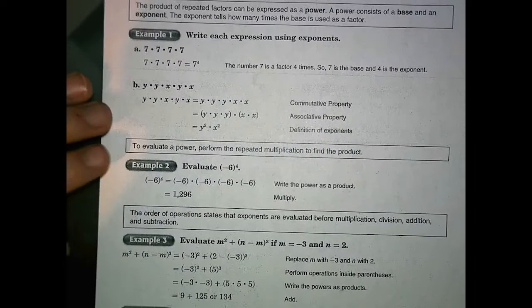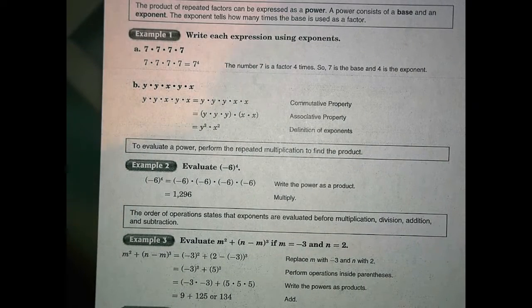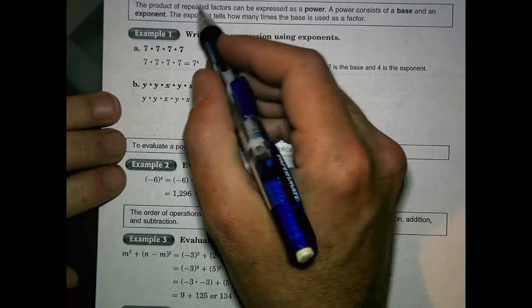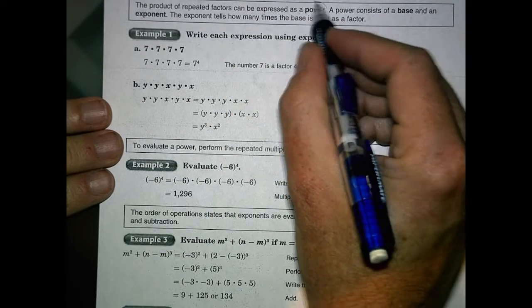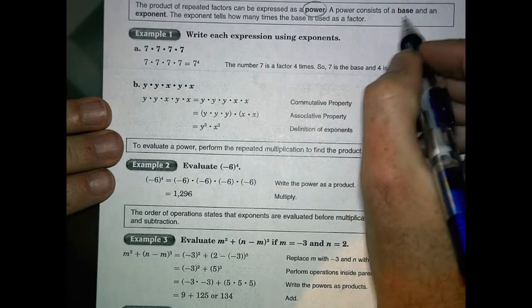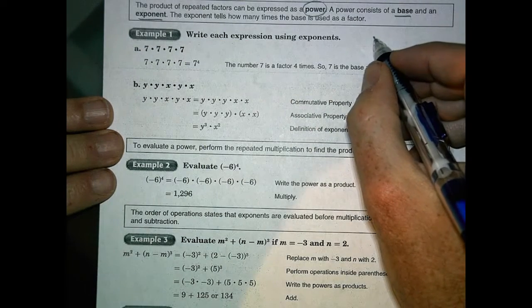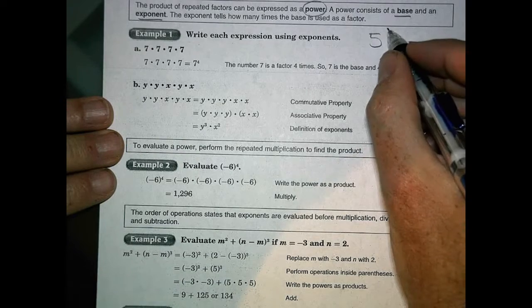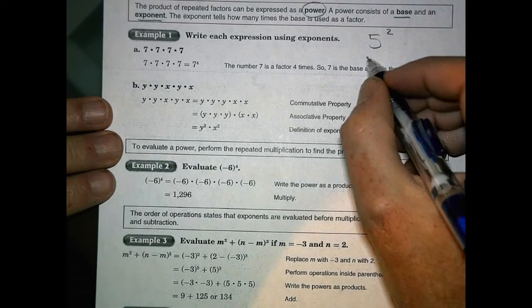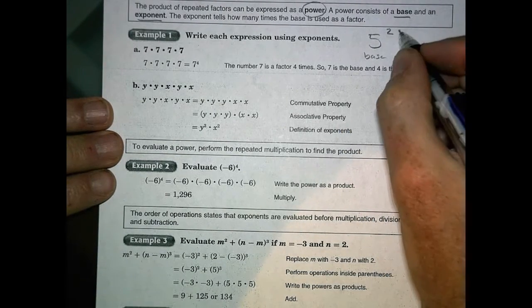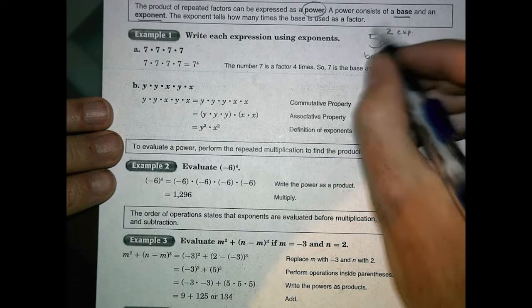Hi there, today's lesson is on working with powers and exponents, okay? So the product of repeated factors can be expressed as a power. A power consists of a base and an exponent, so something like 5 to the second power. So the base is this number here, and the exponent is the number up there.